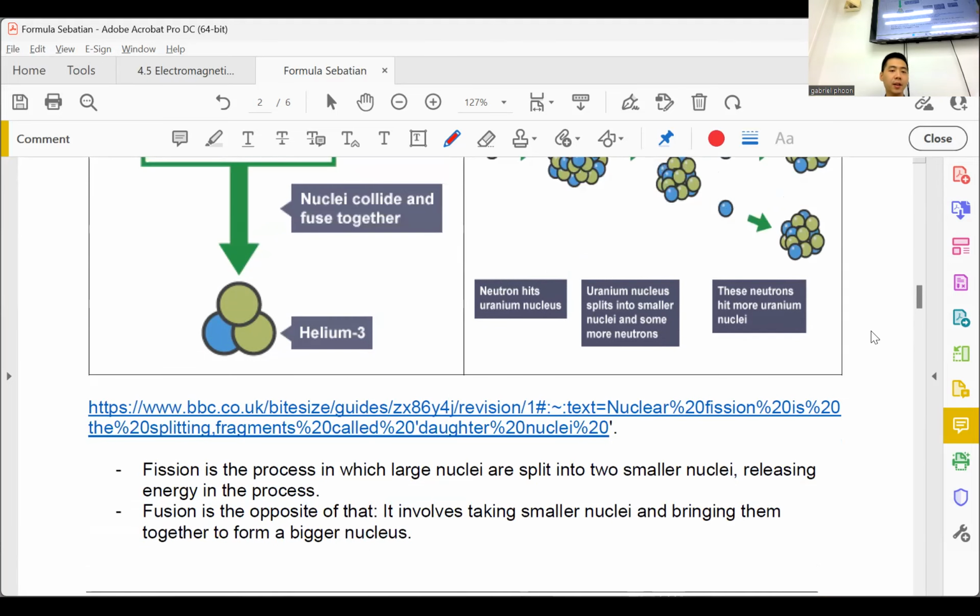Okay, so last part here. Basically, to cut it short: fission is a process in which large nuclei are split into two smaller nuclei, releasing energy in the process. Fusion is the opposite of that, involving taking two smaller nuclei and bringing them together to form a bigger nucleus.